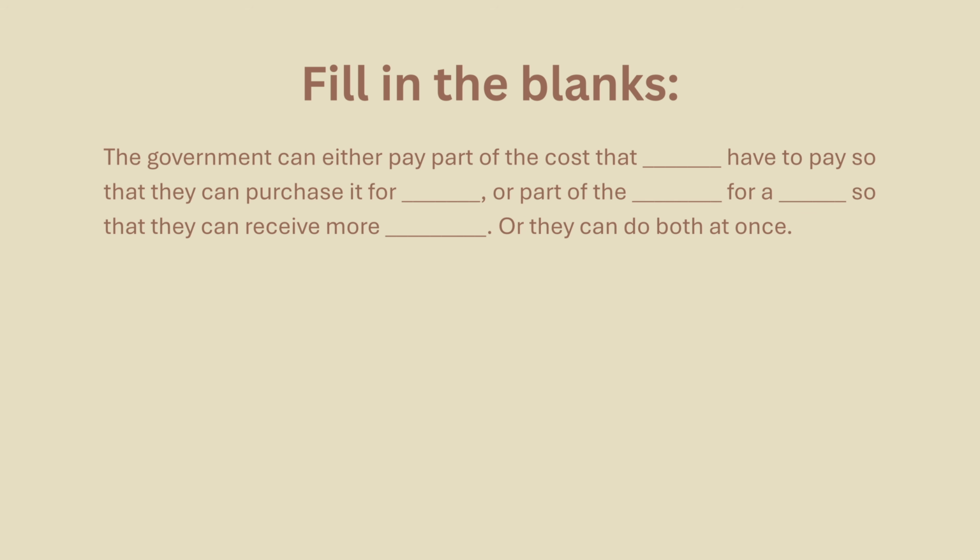The government can either pay part of the cost that blank has to pay so that they can purchase it for blank, or part of the blank for a blank so that they can receive more blank, or they can do both at once.